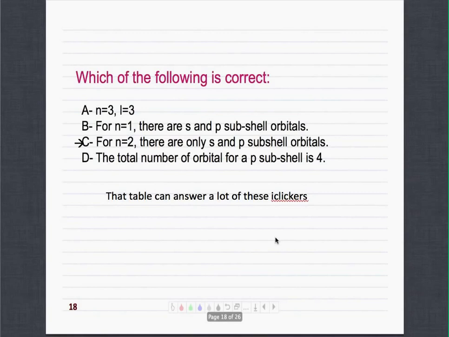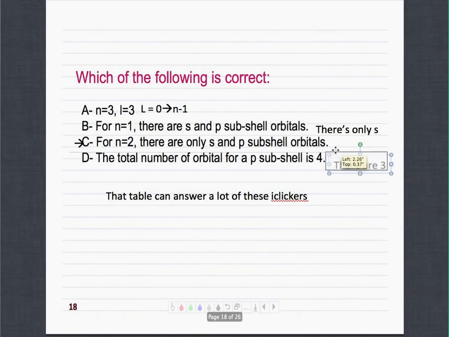For A, L equals 3, that's not acceptable. L can never be equal to n, according to the quantum theory. L can be any value from 0 to n minus 1. So the highest value of L can be n minus 1. It can never be equal to n. For n equals 1, there are S and P subshells. That's wrong. We learned that in n equals 1, we have only S. For n equals 2, we have S and P. For n equals 2, there are only S and P subshell orbitals.